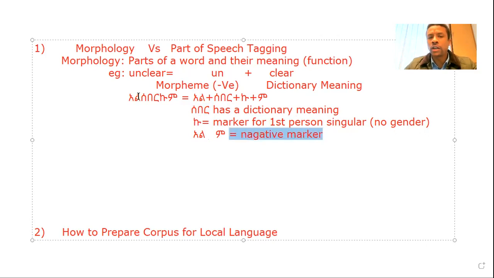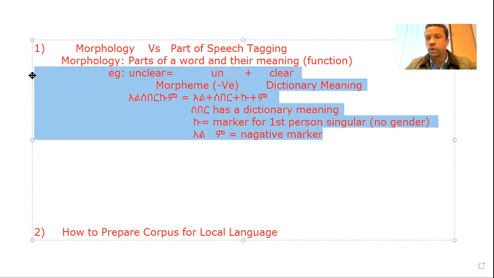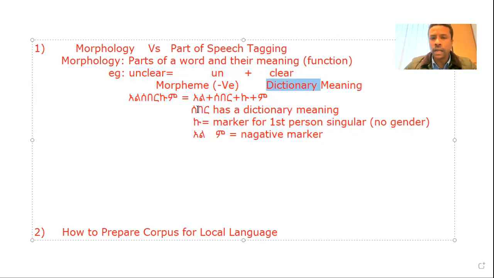So making such an analysis of words is what we call morphology. Morphology is concerned about identifying parts of the words, and after identifying the parts of a word, giving each either a dictionary meaning or identifying the linguistic or morphological function of those parts. As you can see, the word clear has a dictionary meaning, the word sabbar has a dictionary meaning, but the morpheme "un" has the function of making words negative.